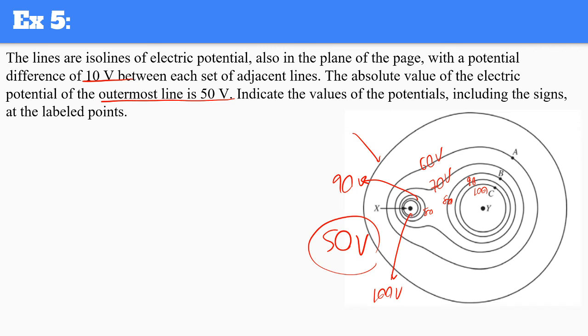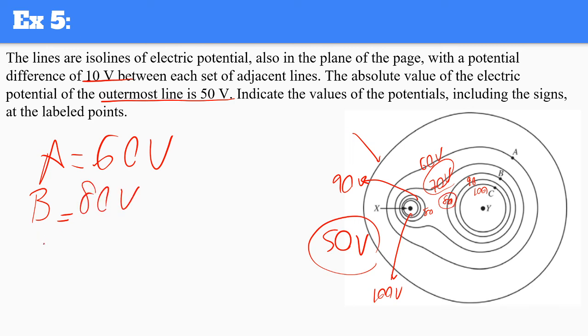And what is the question? The absolute values of the electric potentials are 50 volts; indicate the values of the potentials, including the sign, at the labeled points. All right, so we look at it. At point A we have 60 volts. At point B it is not the 70, but it is the 80 line, so it is 80 volts. At C we have 100 volts.